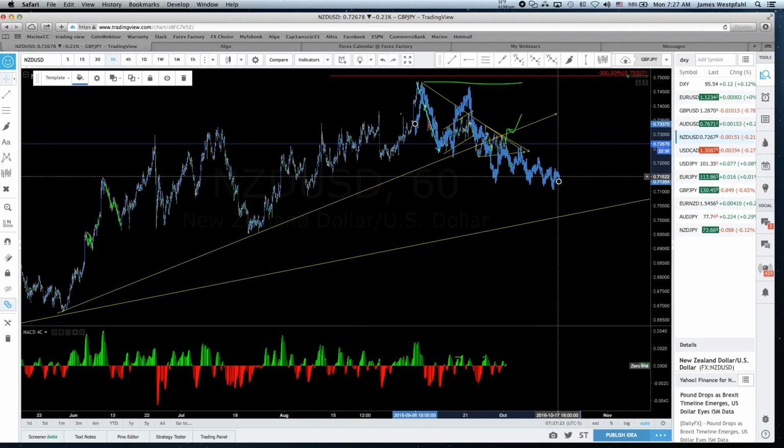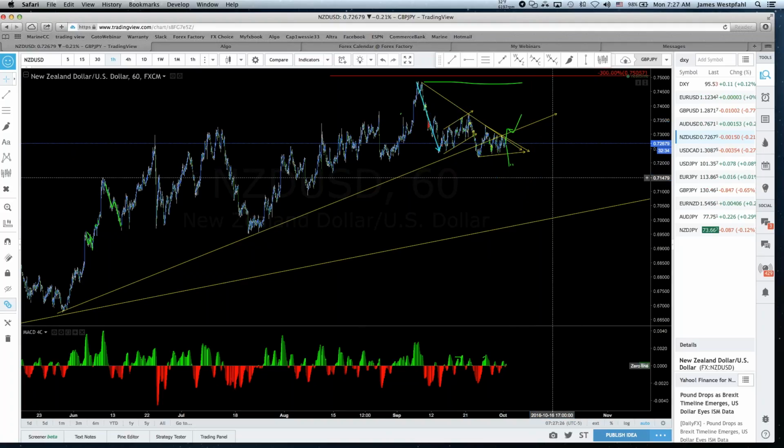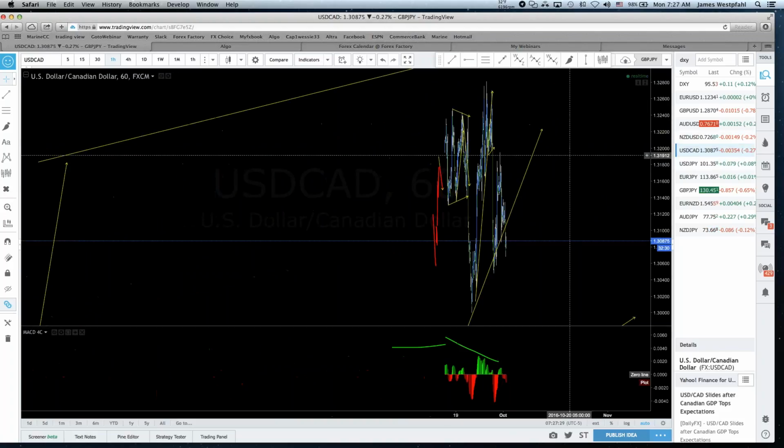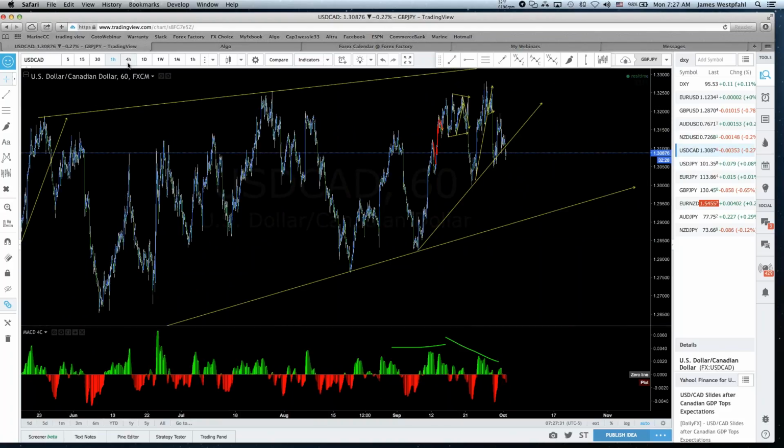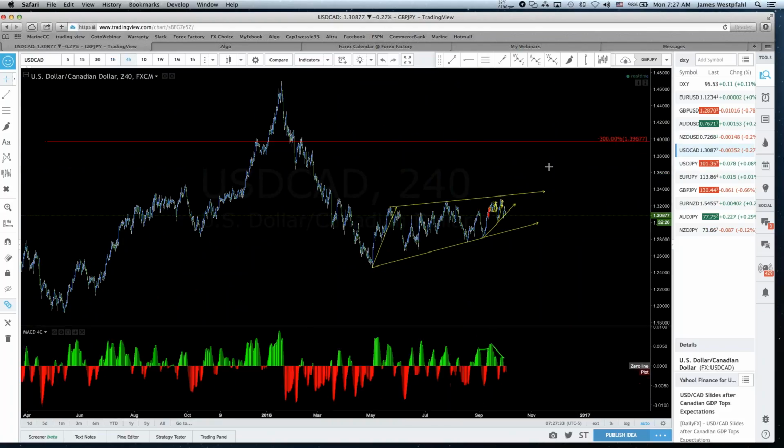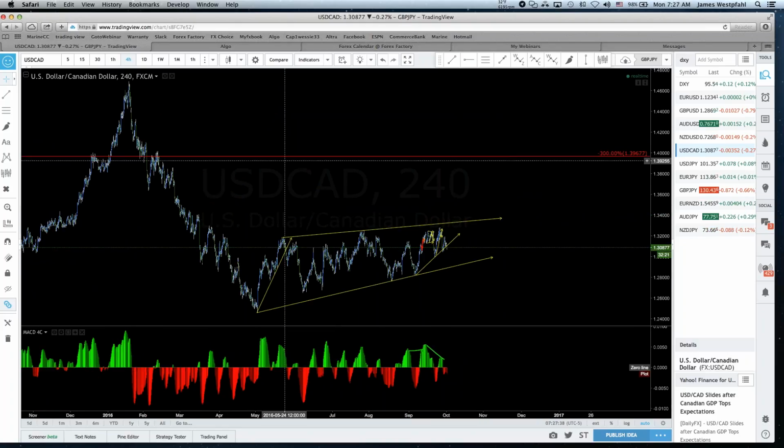It's getting close though. Dollar CAD is ready to come down, especially if that dollar index goes short. This thing should finally come short and break down to this trend line. It's already trying to.